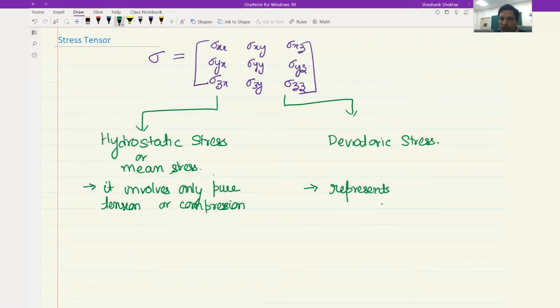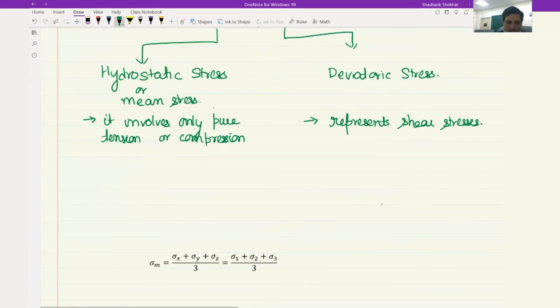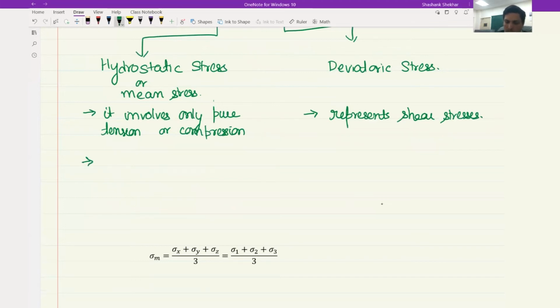We will be able to dissociate the 2 components very soon. First, let's just go through the terminologies and what they mean. So this represents shear stresses. Now, if you remember in the bond model, when you are doing just tension or compression, what it yields is only the elastic deformation of the material. So hydrostatic stress involves only elastic changes.